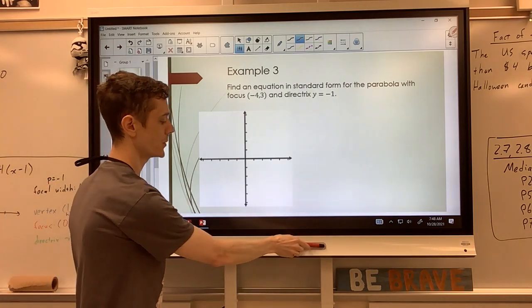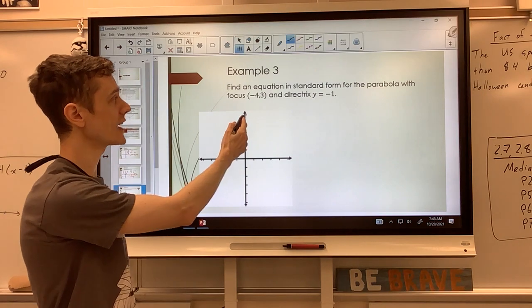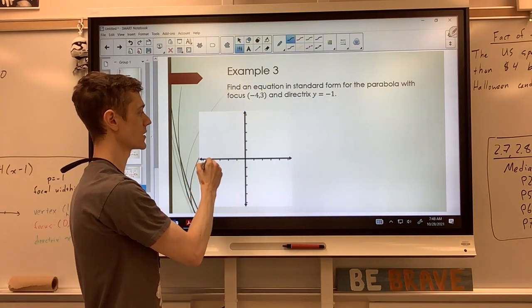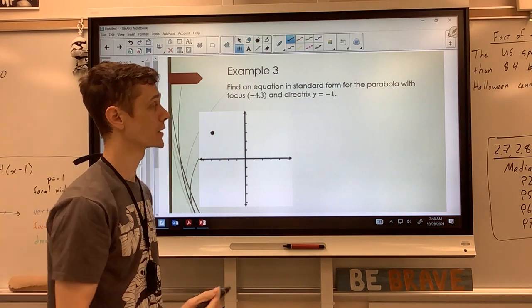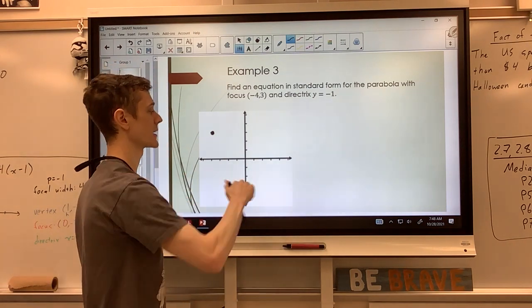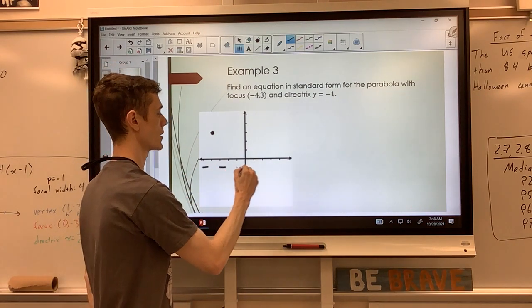Here's another example. I'll switch back to the black pen for what they gave me. I have a focus at -4, +3, and I have a directrix at y equals, so it's a horizontal line again, y equals -1.